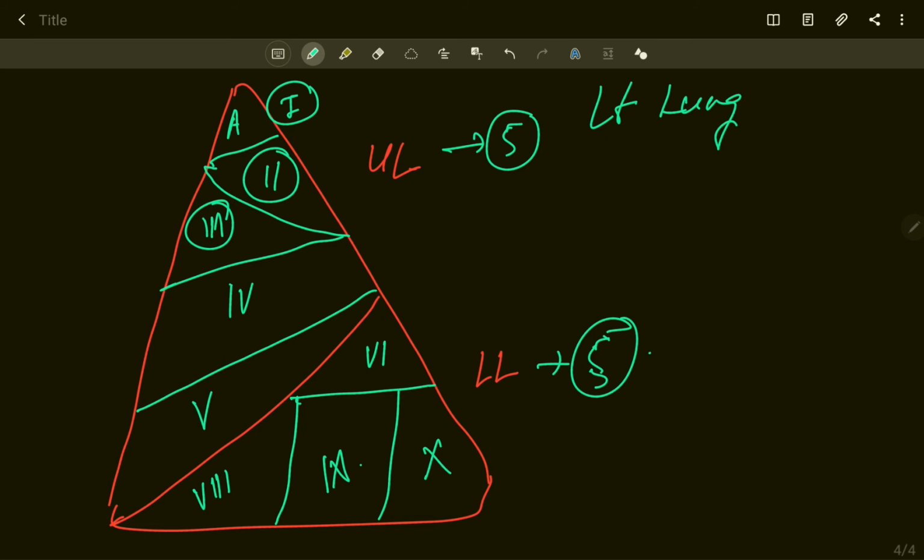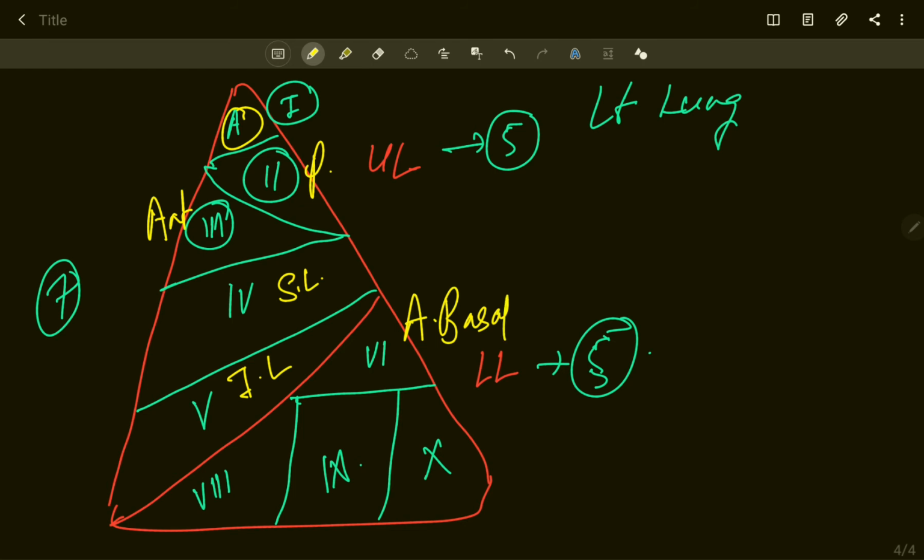Okay, so the same thing here. You cannot see the 7th segment in this view. Now their names I am marking with yellow. Apical. After apical, number 2 is posterior, number 3 is anterior, number 4 is superior lingular, number 5 is inferior lingular in case of left lung, and number 6 is apical basal.